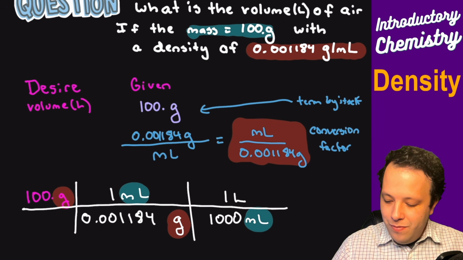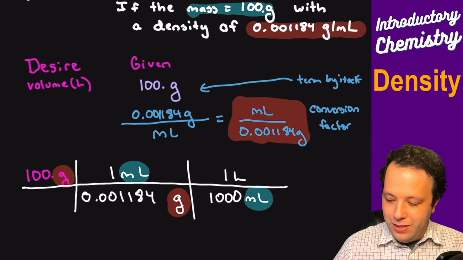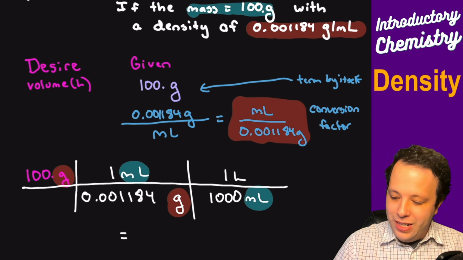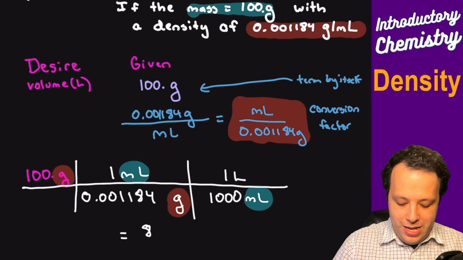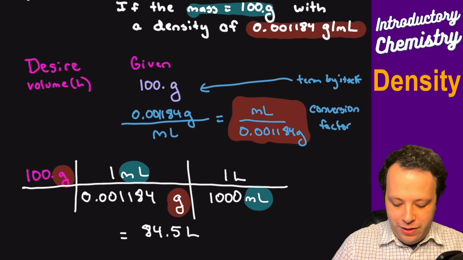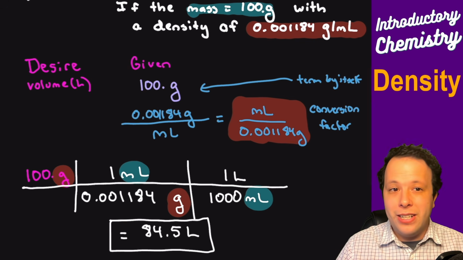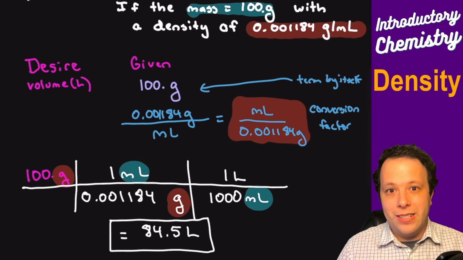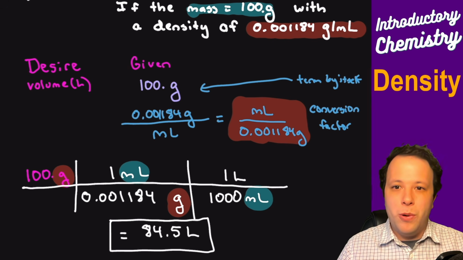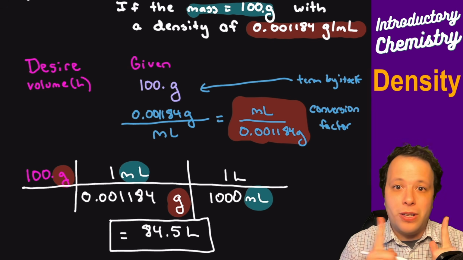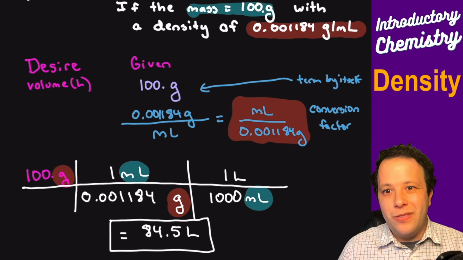So once we do that, we want to make sure that we put our value down here, which we will get 84.5 liters as our final answer. And we rounded to 3 sig figs because we had 100 grams. So this would be your final answer. So in this case, we use density as a conversion factor, whereas before we used it both as a formula and a conversion factor. This is the more common way, using it as a conversion term.